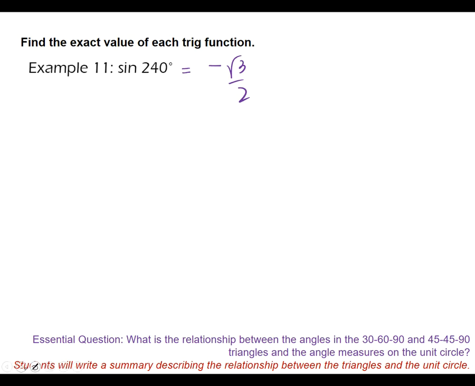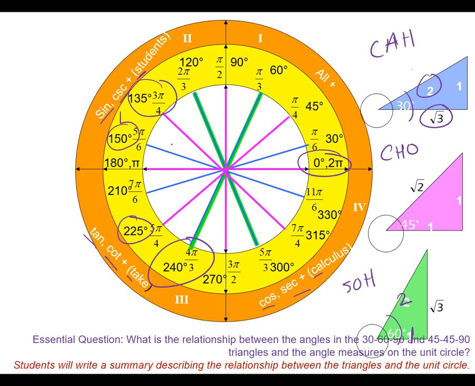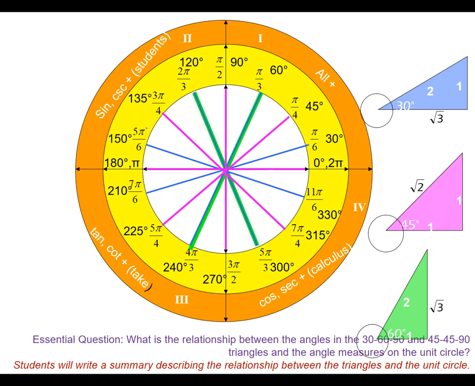Okay, let's look at 12. So, 5 pi over 6. It doesn't matter that I flipped it into radians. 5 pi over 6, what quadrant is it in? 2. Okay, so in quadrant 2 is tangent positive or negative? Negative. So what color was the 5 pi over 6? Blue.